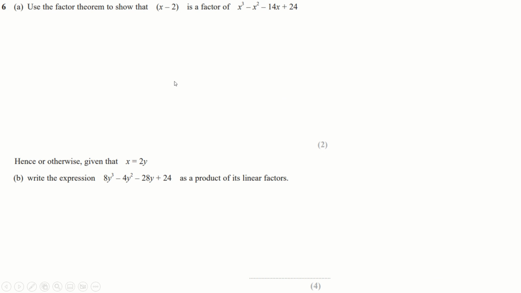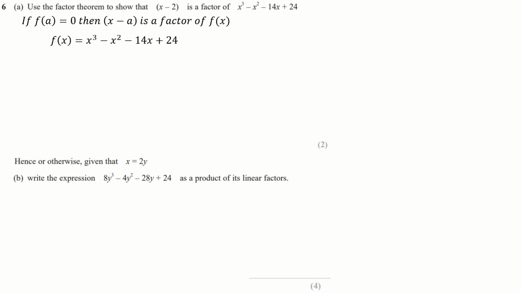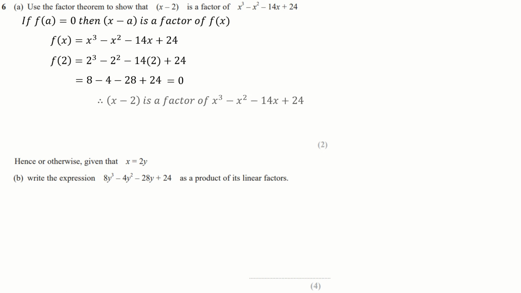Factor theorem is apparently in this course. That's interesting. Factor theorem says this. If f of a is 0, then x minus a is a factor of f of x. So we define that thing over there to be f of x. And then just shove in f of 2, I guess. And if that equals 0, which it totally does, which is nice, then that means x minus 2 is a factor, and we're all done.